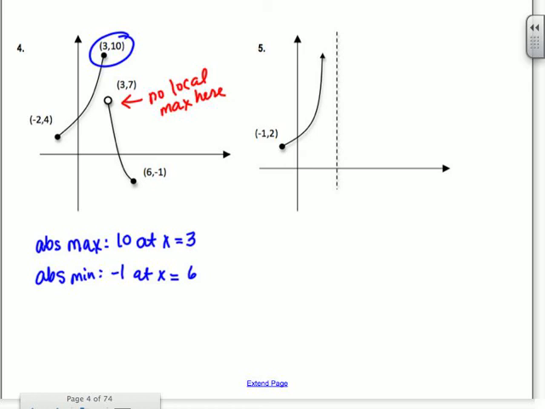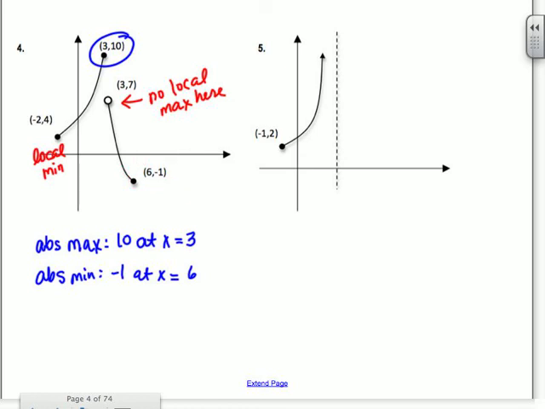Would 4 at -2 be? Yeah, this would be a local min. But it wouldn't be an absolute, because this one already was, because the other one was lower. The absolute is always the lowest of all of them.